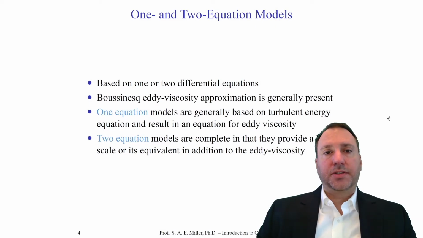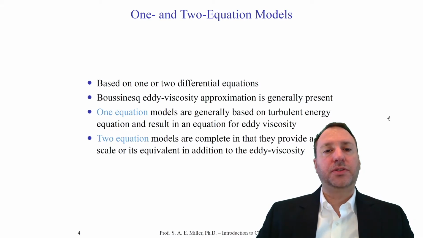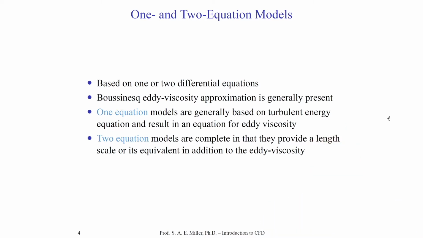Let's now turn our attention to the so-called one and two equation models. First of all, these are based on one or two partial differential equations, as we've mentioned before. They often use the same Boussinesq eddy viscosity approximation, which was used in the formulation of the zero equation models. Go back and review the eddy viscosity approximation if you do not recall it. Now, one equation models will generally be based on the turbulent energy equation, which we'll show in this class, and will result in one equation for the eddy viscosity.